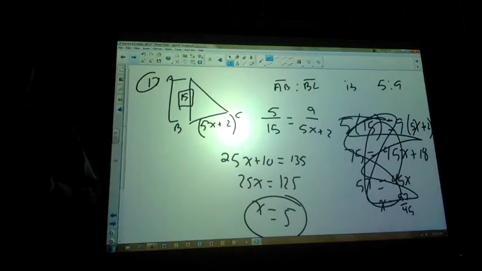I did it a different way, but I got the same proportion. Perfect. I did like 15 over 5x plus 2. Yep. And you know what? Today's lecture is actually going to answer why that worked. Any other questions from last night's homework?